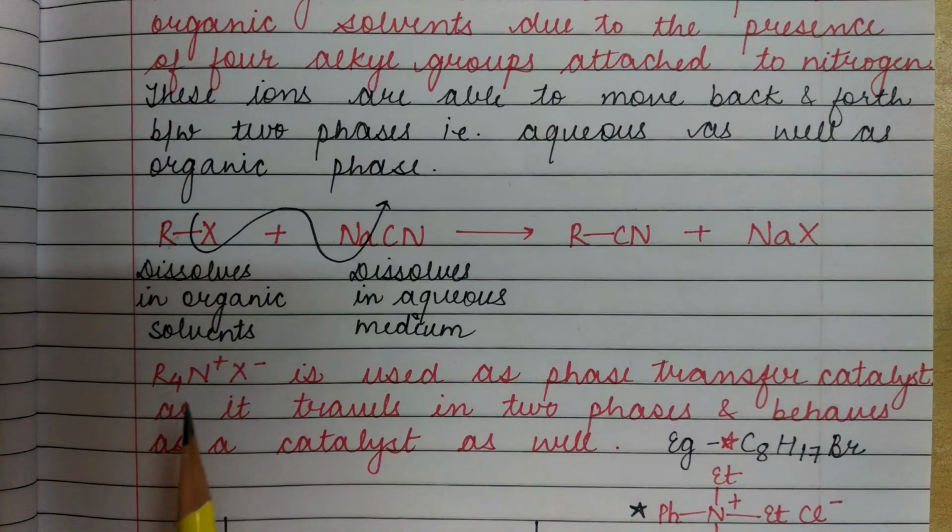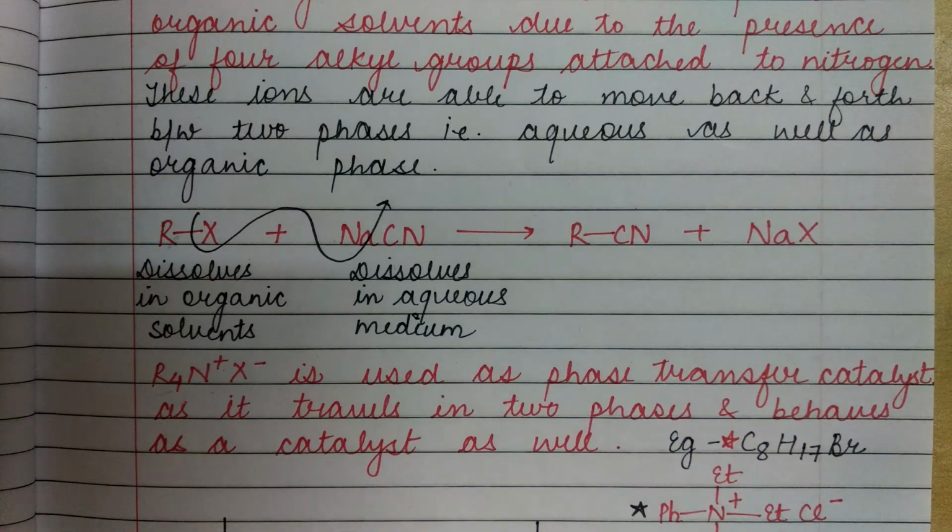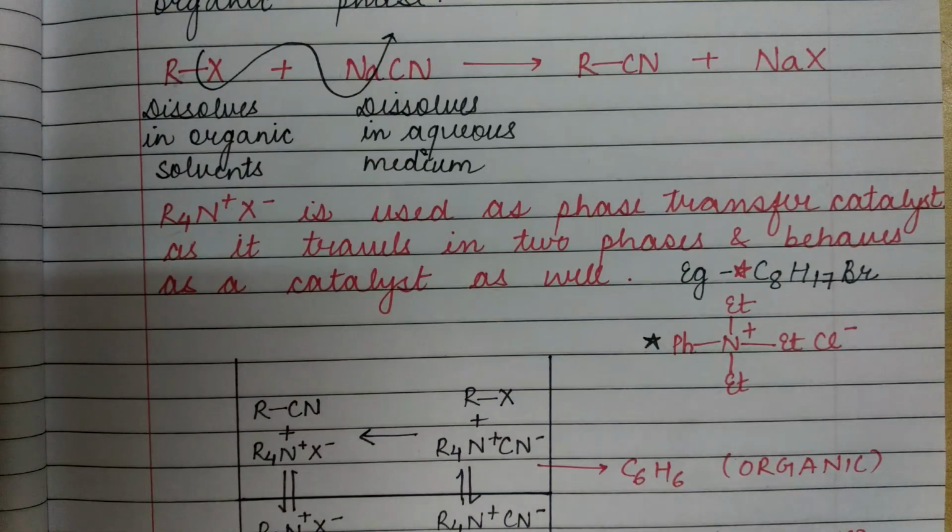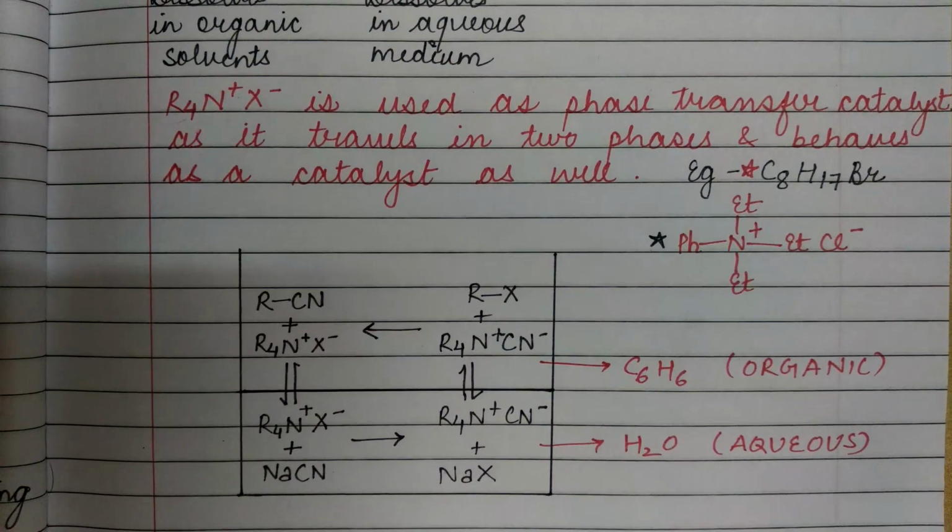Hence, because they can go into both organic as well as aqueous medium, and they behave as a catalyst as well, they are called phase transfer catalysts, as they travel between two phases. The examples are C8H17Br or this. Now let us see.